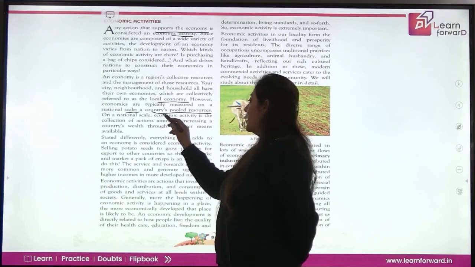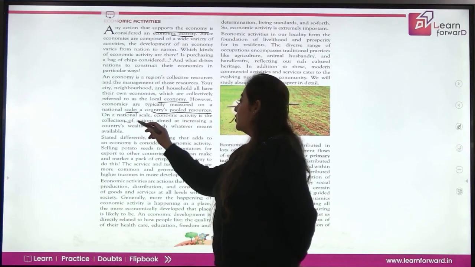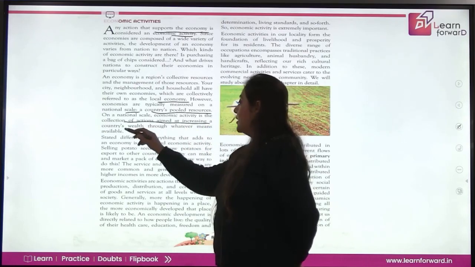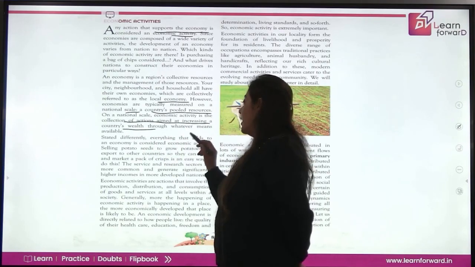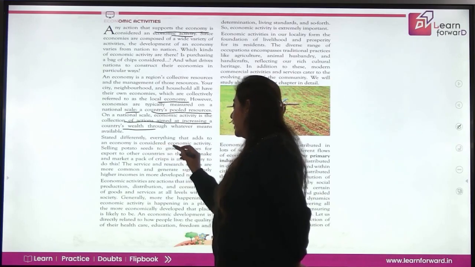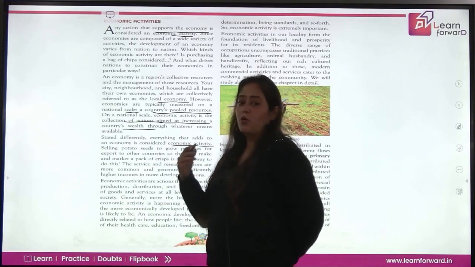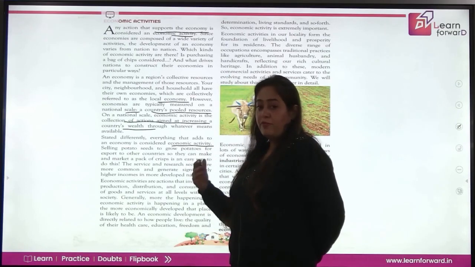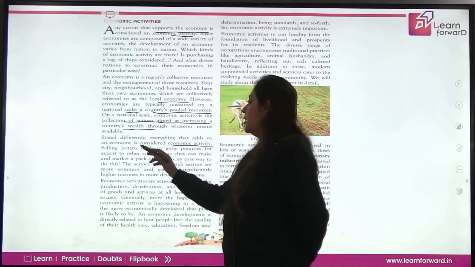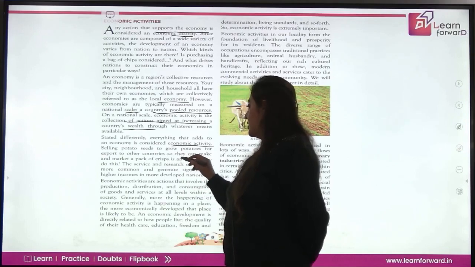On a national scale, economic activity is a collection of actions aimed at increasing the country's wealth through whatever means available. Now, stated differently, everything that adds to an economy is considered an economic activity. Anything that is contributing to the growth, economically, like money-wise, that is economic activity. Selling potato seeds to grow potatoes for export to other countries so that they can make a packet of crisps is an example.